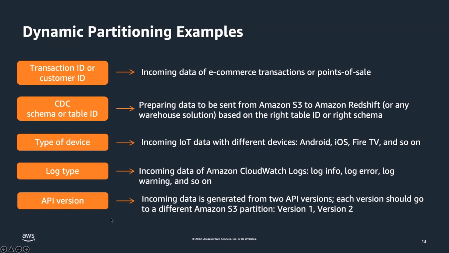Another use case is API version. If you have multiple API versions or multiple versions for your application, you may want to keep different versions in different buckets, and you scan this version or this bucket from your Amazon Athena. So based on version 1 or version 2 or something like that, you can tell Firehose to monitor the version number and put it in the right bucket for every packet that comes through.